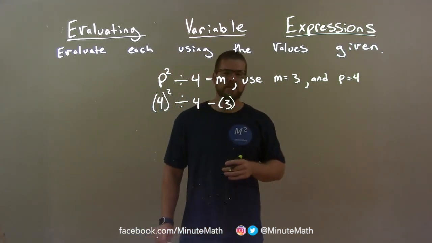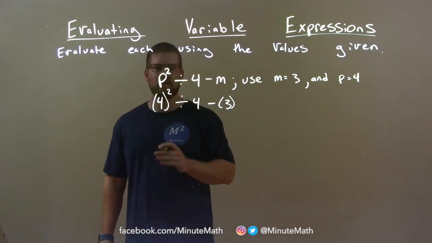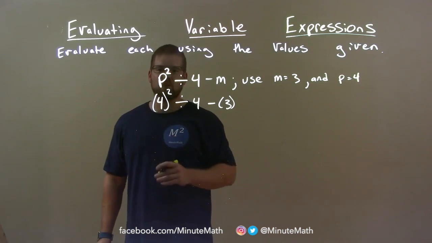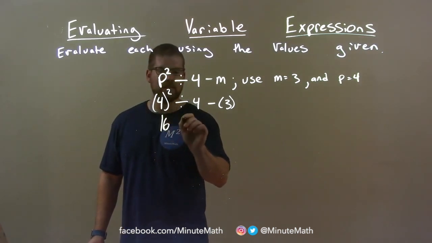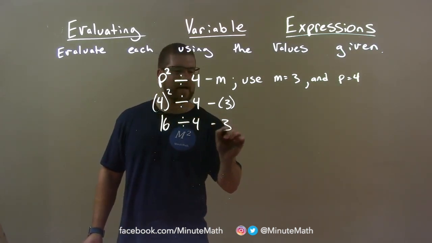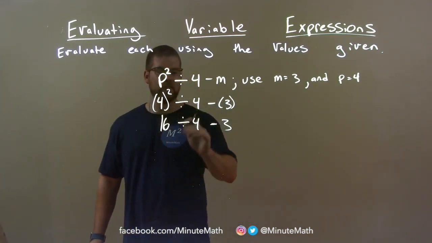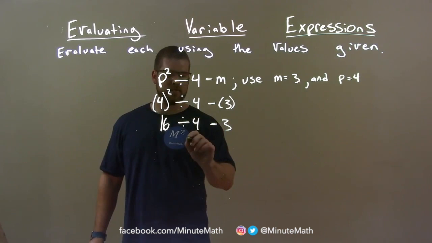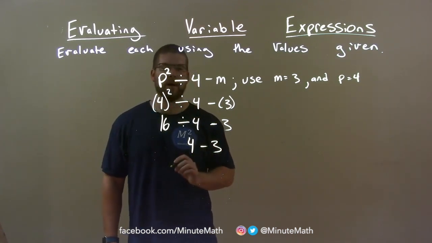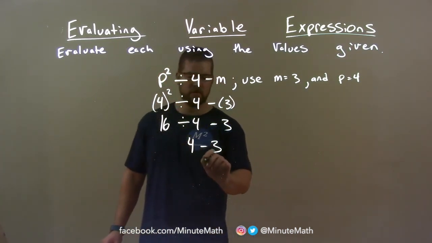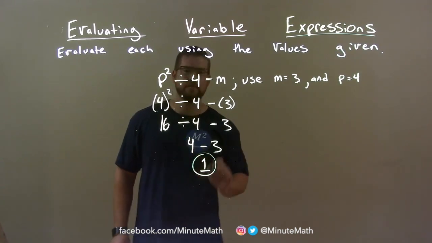Now, order of operations here are key. Exponents are the first step. 4 squared is 16. 16 divided by 4 minus 3. Now, division's our next step. 16 divided by 4 is 4. 4 minus 3 is just 1. So final answer here is just 1.